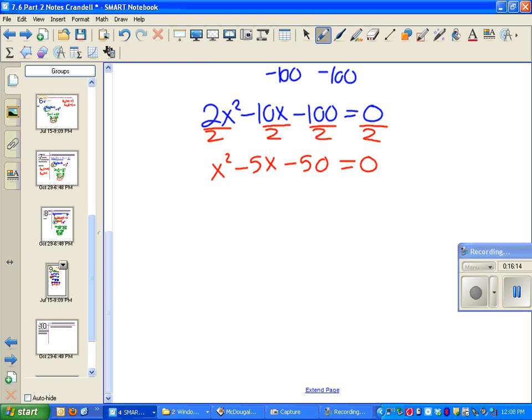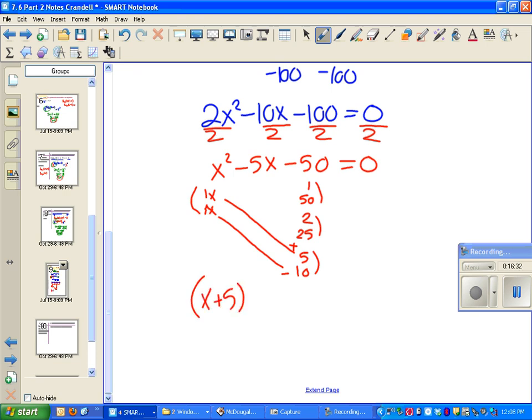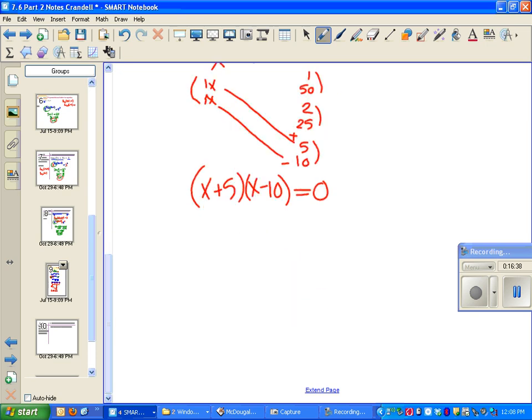Let's see, 50 is 1 and 50, 2 and 25, 5 and 10. X is 1x and 1x. All right, so I think these will do it. Negative 10 and a positive 5. So my factors are x plus 5 and x minus 10 equals 0. Am I done? Oh yeah, I have to solve for x. Okay, so x is going to be equal to negative 5 and x is equal to 10.